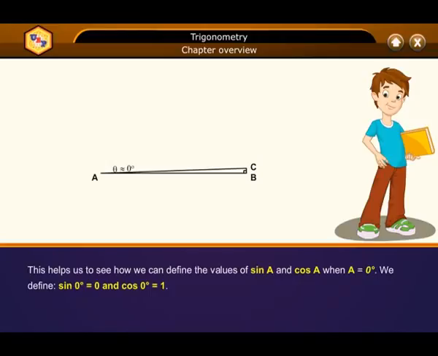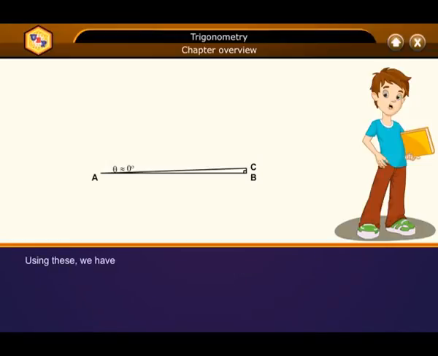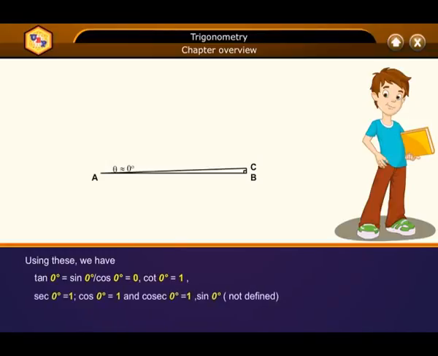This helps us to see how we can define the values of sin A and cos A when A is equal to 0 degrees. We define sin 0 degrees is equal to 0 and cos 0 degrees is equal to 1. Using these, we have tan 0 degrees is equal to sin 0 degrees upon cos 0 degrees, which is equal to 0, cot 0 degrees is not defined. Sec 0 degrees is equal to 1, and cosec 0 degrees is not defined.